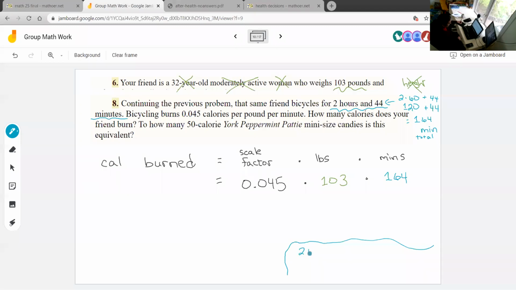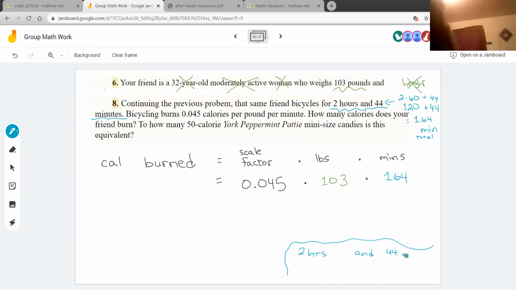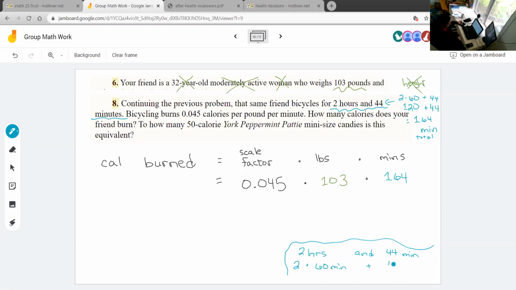So 2 hours and 44 minutes. So 2 times 60 minutes and 44 more minutes. So that's 120 plus 44. So 164 minutes total. Better? Yes, thank you. Okay. Yeah, squishing it doesn't always work.